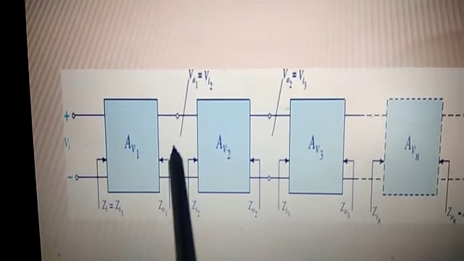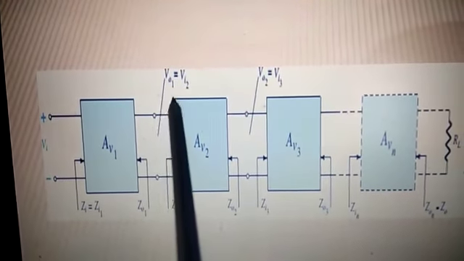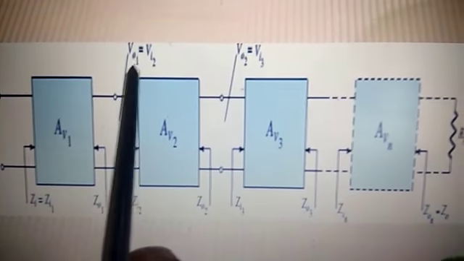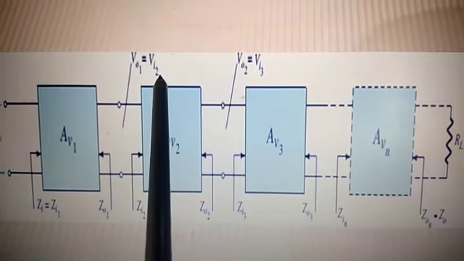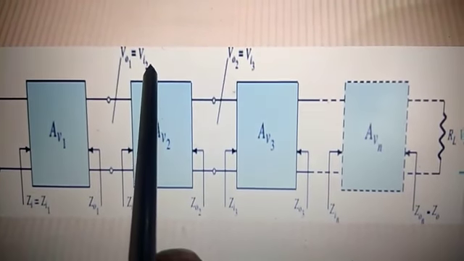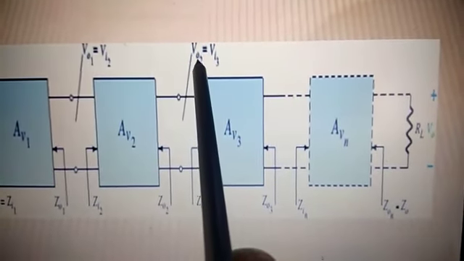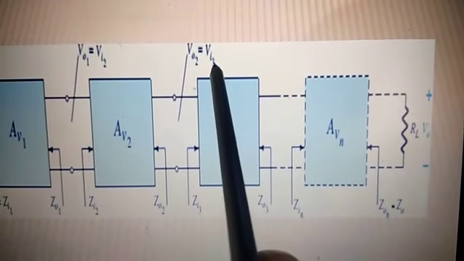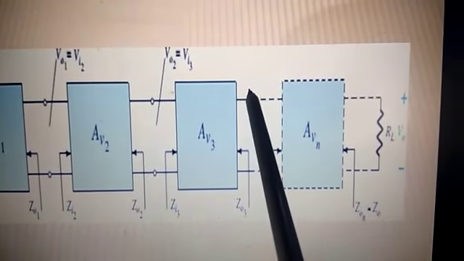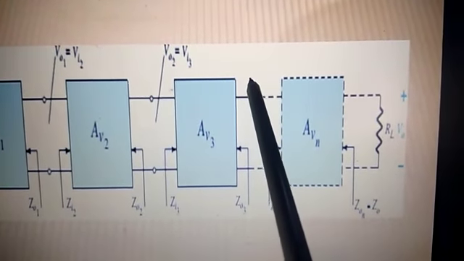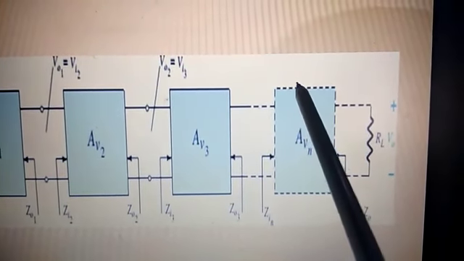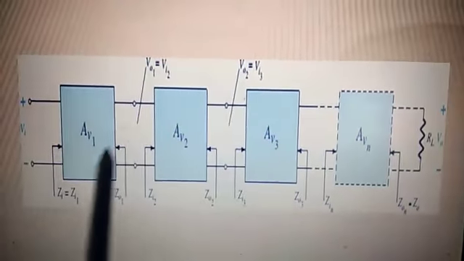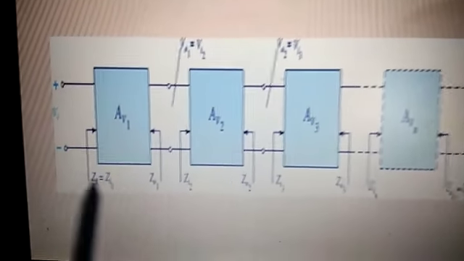There may be a source resistance connected at the input side also. Now you can see here, this shows the VO1 output of the first stage is equal to the input of the second stage Vi2. Output of the second stage VO2 is equal to the input of the third stage, that is Vi3. Similarly here the output of the third stage is equal to the input of the fourth stage. Like this cascade connection is there. This is called as cascade connection.